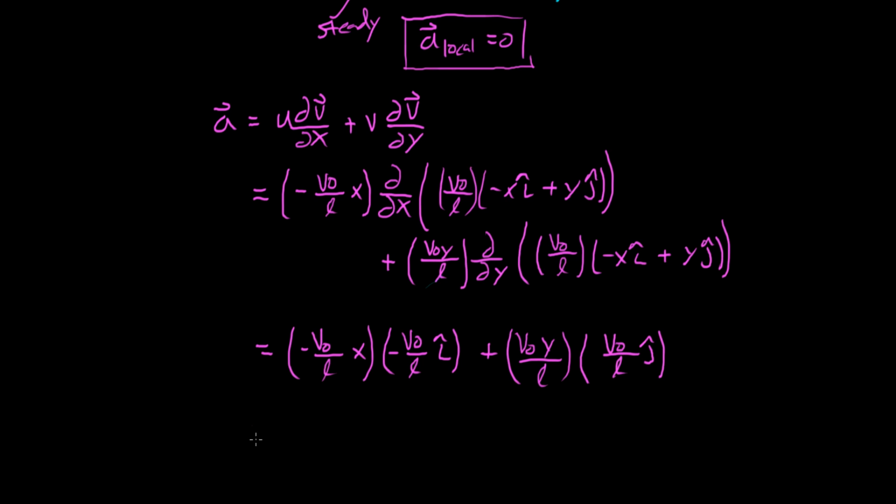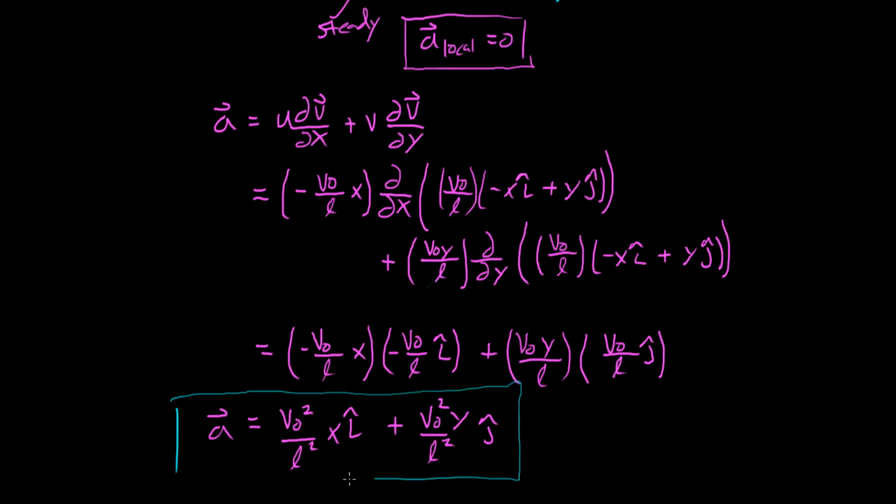And so we can multiply some things through and simplify this a bit and discover that our acceleration is equal to v0 squared over L squared times x i hat. That's the first term. And then the second term looks like v0 squared times y over L squared times j hat. So that's our total acceleration vector, the whole thing. Because it's steady, the time derivative portion has disappeared, and so this turns out to answer both parts of the question. This is the acceleration, and it is the convective acceleration as well.